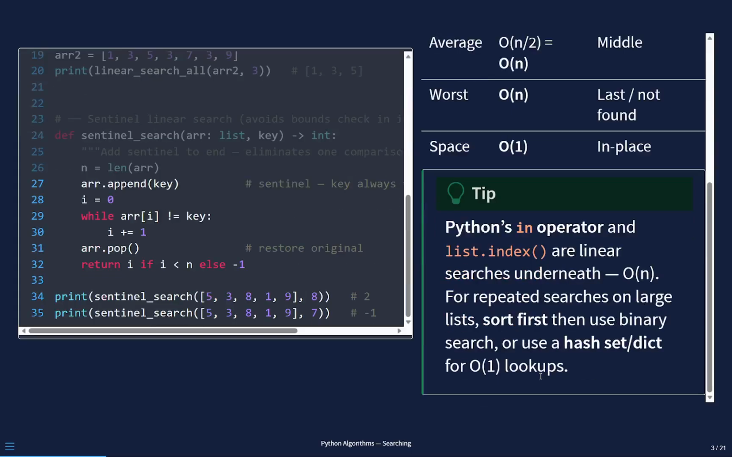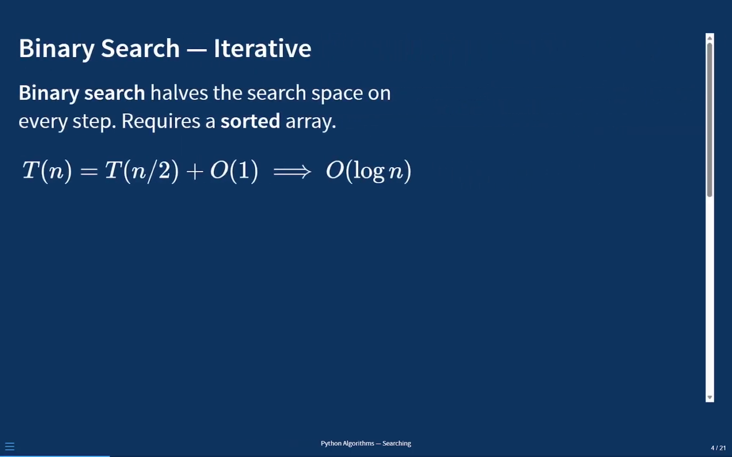The callout is worth internalizing. Python's in operator on a list and list.index are linear searches underneath. O(n), every time. If you're doing repeated membership tests on a large list, convert it to a set first and get O(1).